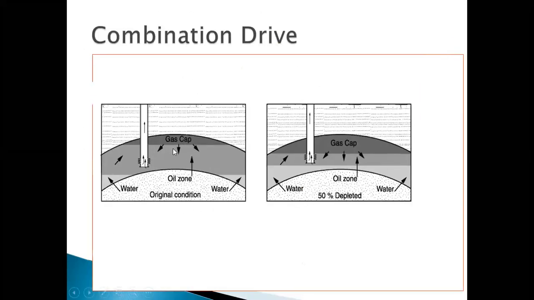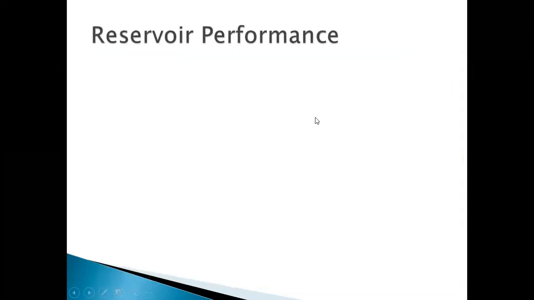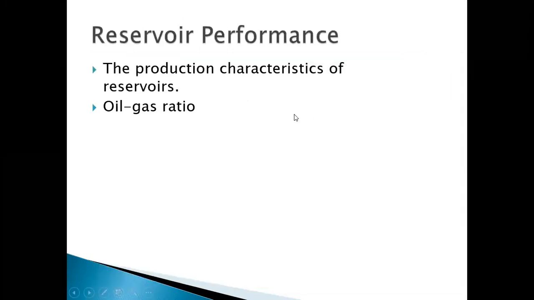When we talk about the combination drive, combination means water and gas cap are both acting together. So this is the gas cap from the top and water is supporting from the bottom. In this case, the pressures are very good and we can get very good production out of it. You can see the original condition and after 50% still the pressure is enough and we can produce really well. But in this case, definitely the water production level is rising, the gas production is rising, so we have to maintain surface facilities and so on.